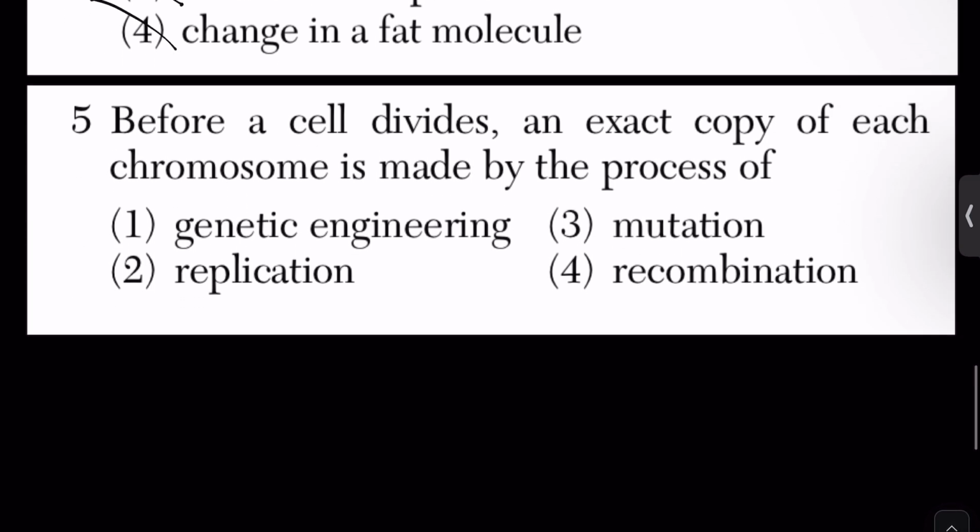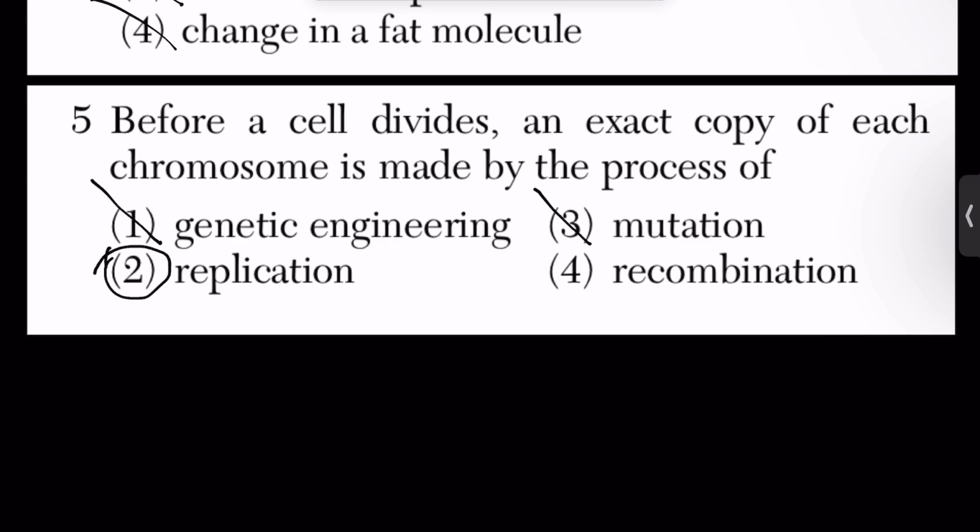Next, we have question number 5. Before a cell divides, an exact copy of each chromosome is made by the process of. 1 is genetic engineering. This would not be the correct answer, because genetic engineering is specifically humans going in and manually editing DNA, which does not occur every time a cell divides and chromosomes duplicate. Second, we have replication, which would be our correct answer, because the term for chromosomes being copied is replication. Next, we have mutation. While mutations may occur, that is not the copying of chromosomes. That's an issue or something that goes wrong with a genetic sequence on a chromosome.